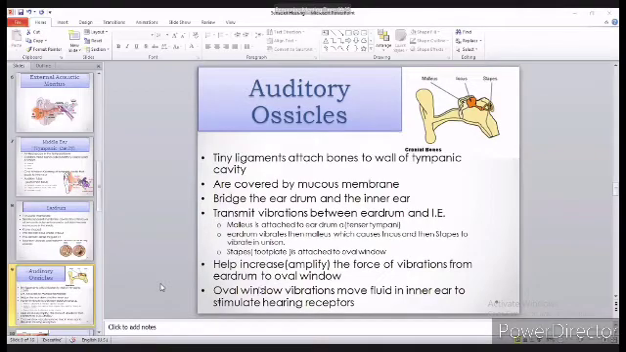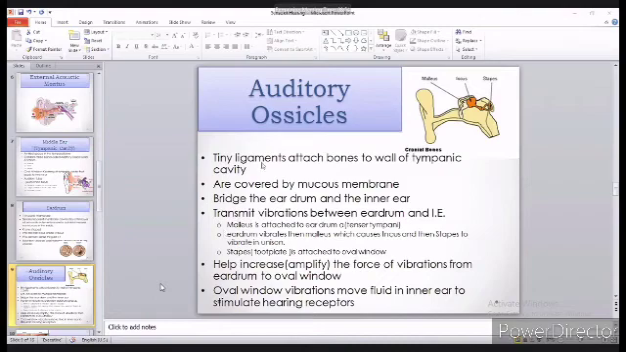So the oval window vibrations move fluid in the inner ear to stimulate hearing receptors, which we'll discuss later when we start talking about hearing mostly. So what will happen is that the foot of the stapes will transmit these vibrations into the fluid in the inner ear, and the hair cells in there will cause action potentials to be generated. What will be next? Signals sent to the brain through the cochlear and the vestibular branches of the vestibulocochlear nerve, and you'll be able to hear.